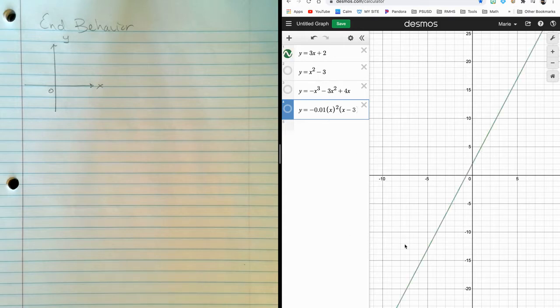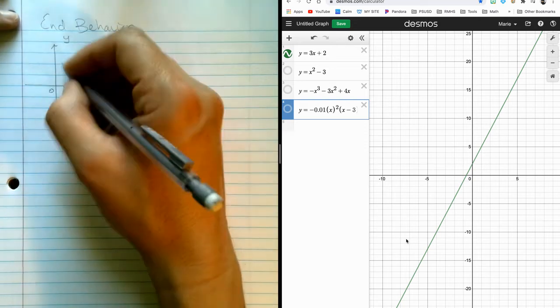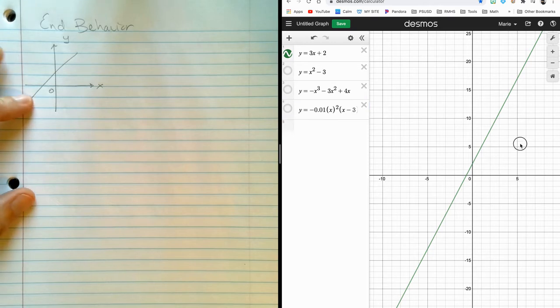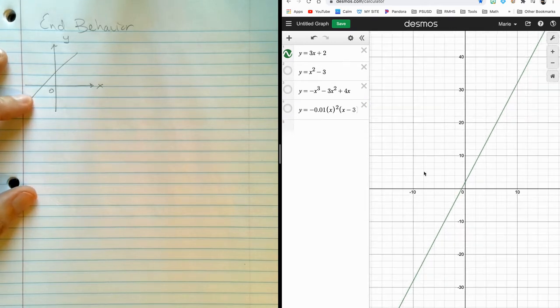So I have 4 examples here. Let's get started. y equals 3x plus 2. So I'm just going to do a random sketch of it. There it is. It's linear, right? So what we're going to do is look at it and ask, what happens at the ends? We never look at the middle.